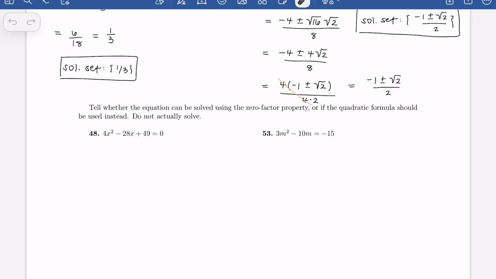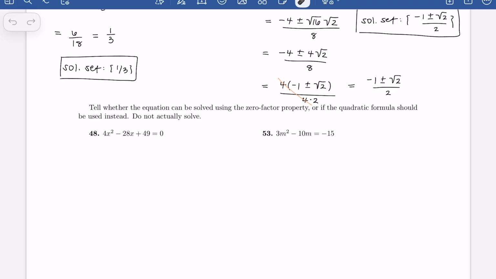Now, the last two examples in this section here, we want to tell whether the equation given below can be solved using our zero factor property or if the quadratic formula should be used instead. And we're not actually going to solve these, we just want to determine which method we should use. Now, if you haven't already done so, please check out the textbook. In this section here, in the last objective, there's a nice table that tells us how to use the discriminant. That's what we're going to be using to answer this question here.